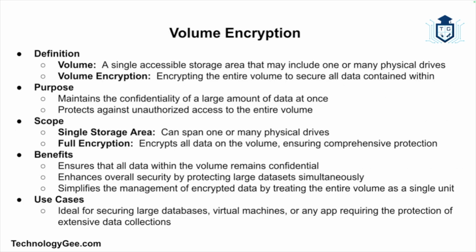All right, next we have volume encryption. So a common way to secure large amounts of data on a disk is to encrypt the entire volume. A volume is a single accessible storage area that may include one or many physical drives. And volume encryption involves encrypting the entire volume, which might span multiple physical drives. By encrypting all the data on a specific volume, you can maintain the confidentiality of a large amount of data at once, which enhances the overall security.